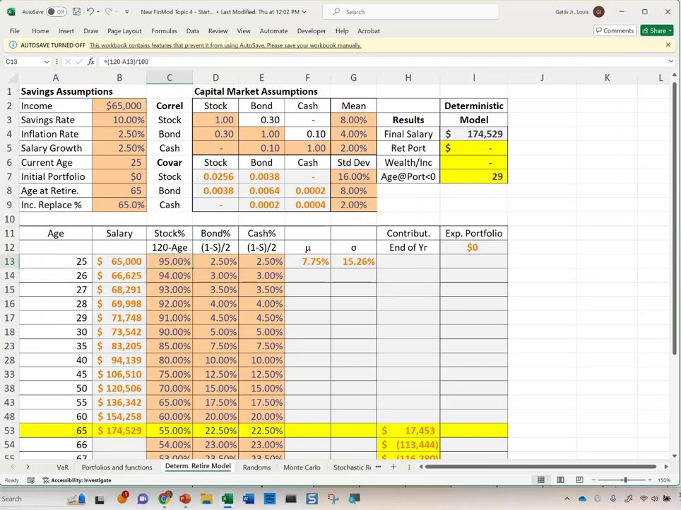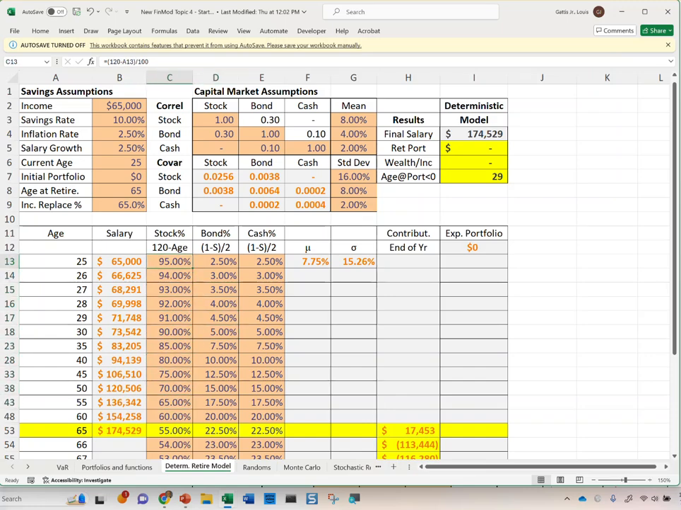Another justification for having a lot more stock when you're younger is a couple of things. One is maybe stock returns are mean reverting. So if they crash, you'll have 40 years to make up the money. Also, when you're young, you can take a lot of risk with your portfolio because your biggest source of wealth is probably your human capital, the present value of all your expected salaries over your life. So you can take more risk with that portfolio. So these are my asset allocations.